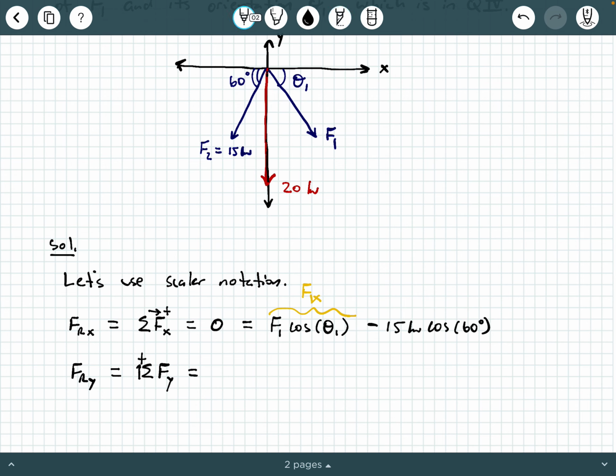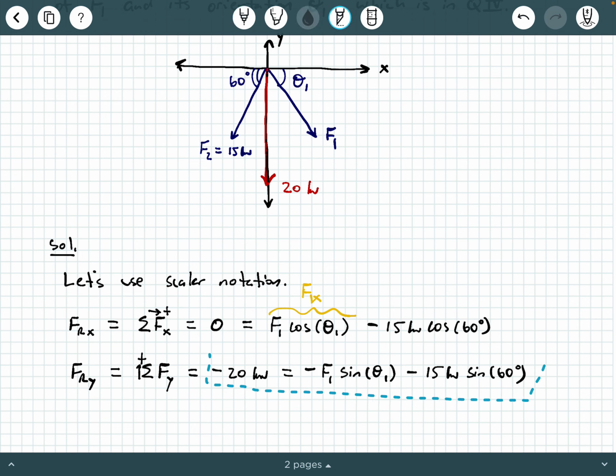So I can go ahead and say that's equal to negative 20 kilonewtons. And I go ahead and write out the summation of those y components. Starting with F1, I'm going to say negative F1 times the sine of theta 1, and then minus 15 kilonewtons times the sine of 60 degrees. So now I have this second handy little equation.